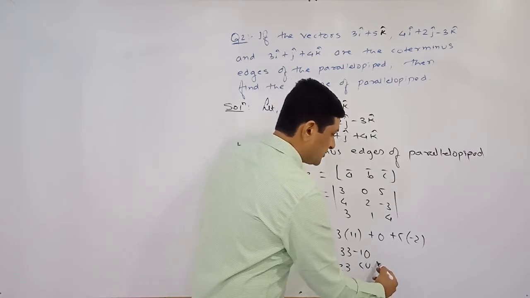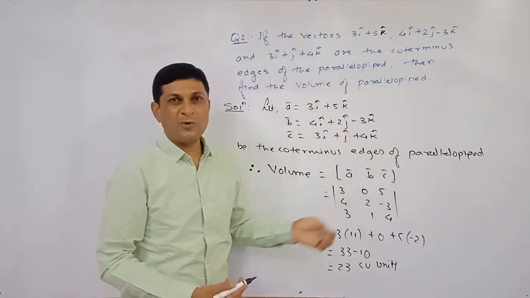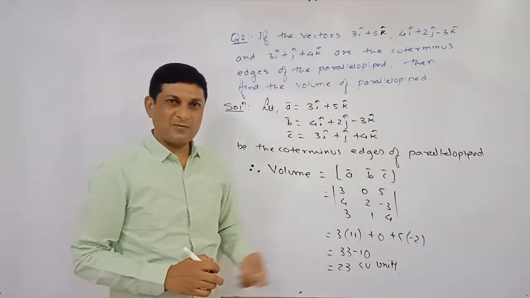Unit of volume is cubic units. So in this way we have got the volume of the parallelepiped. So this is our one theorem.